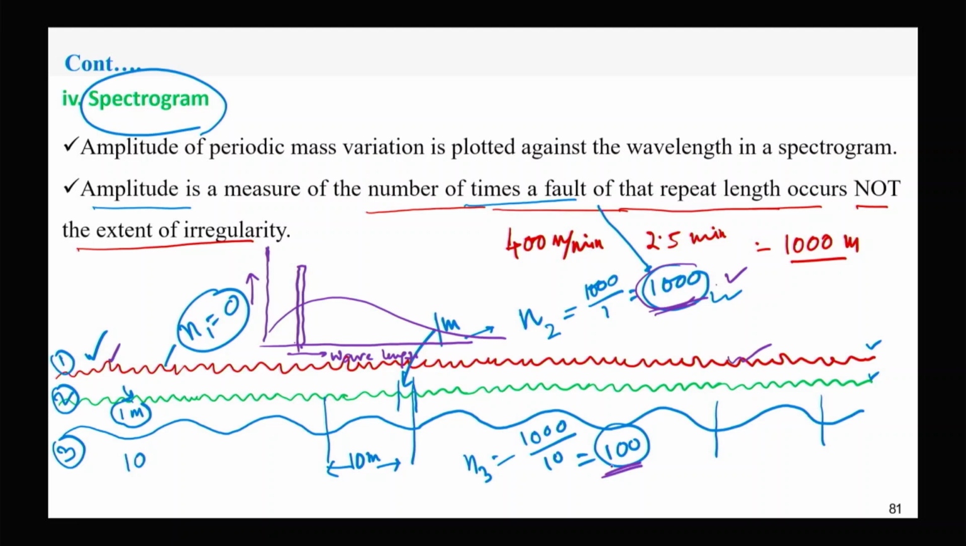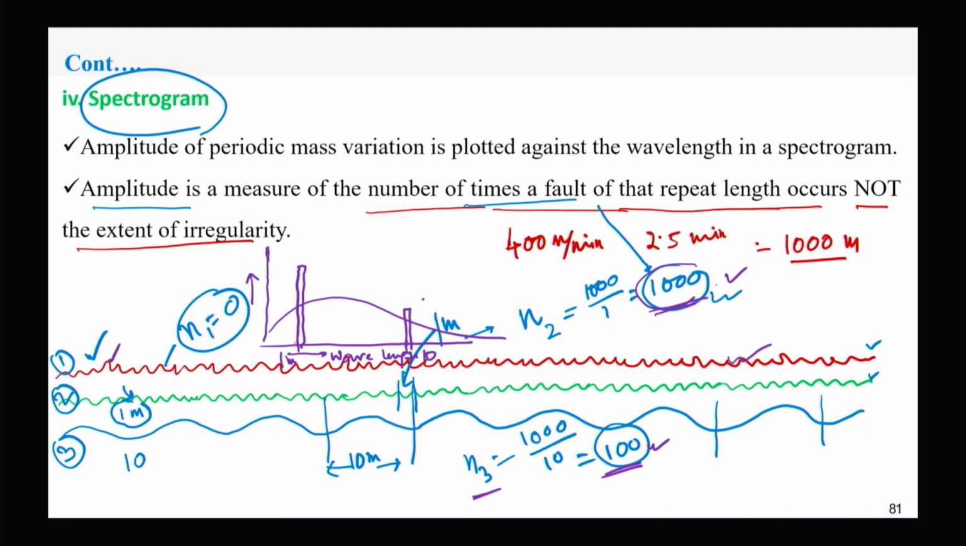And in case of yarn 3, there are 100 repeats. So this is 1 meter, here it's 100 meter, this is 10 meter. So at 10 meter, there will be 100 times.